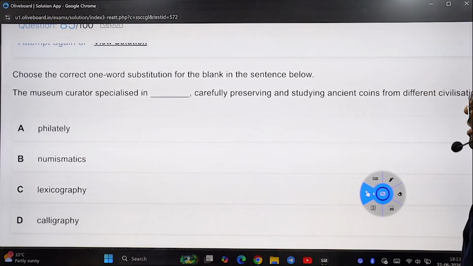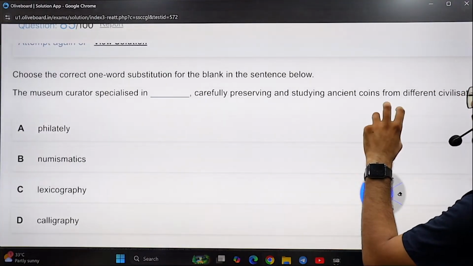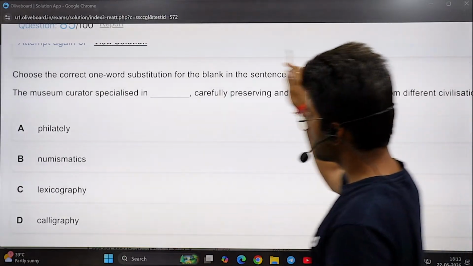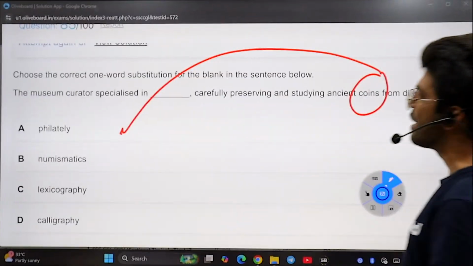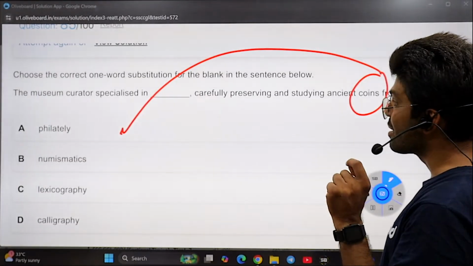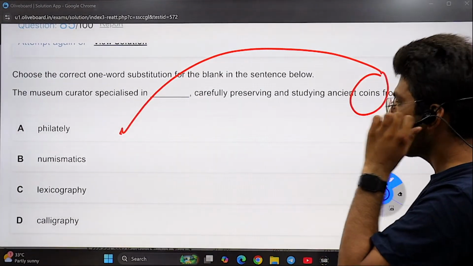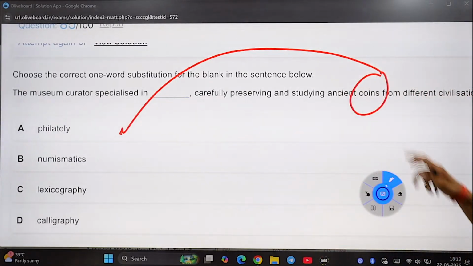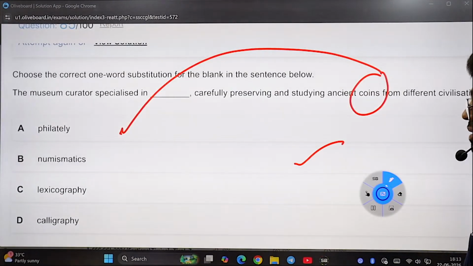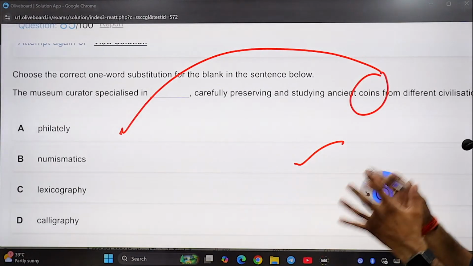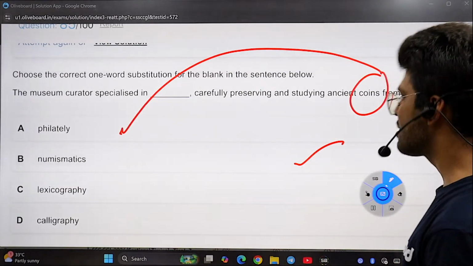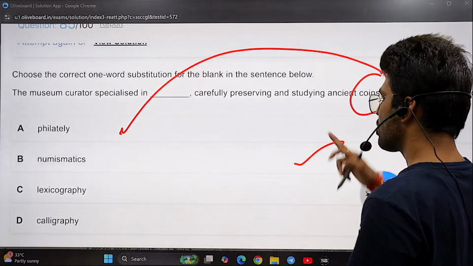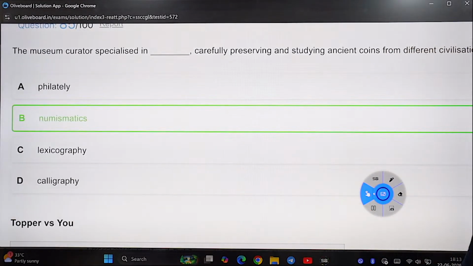The curator specialized in, I don't know, maybe this, or that, the description. Coins. Oh, so they are asking one word by putting it in a sentence. Philatelist, I remember, is for postal stamps. Numismatist, the person; numismatics, the science, obviously for coins. That has to be the answer. Lexicography is for writing dictionaries. The one who writes dictionaries is called a lexicographer. Calligraphy, beautiful handwriting, opposite to mine. So coins for sure, numismatist. I think all of us remember.